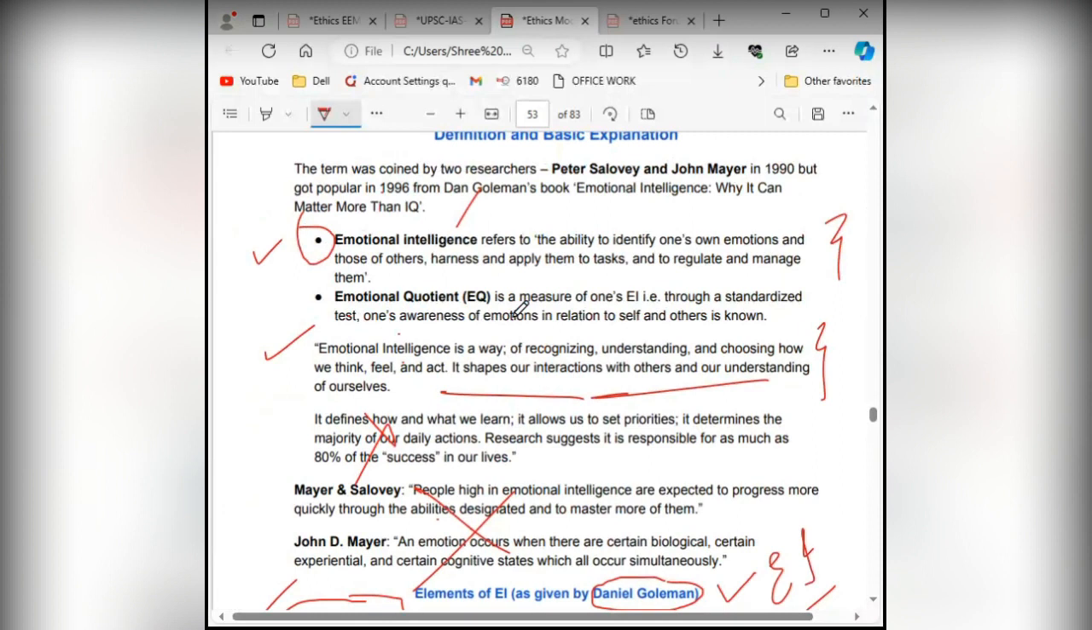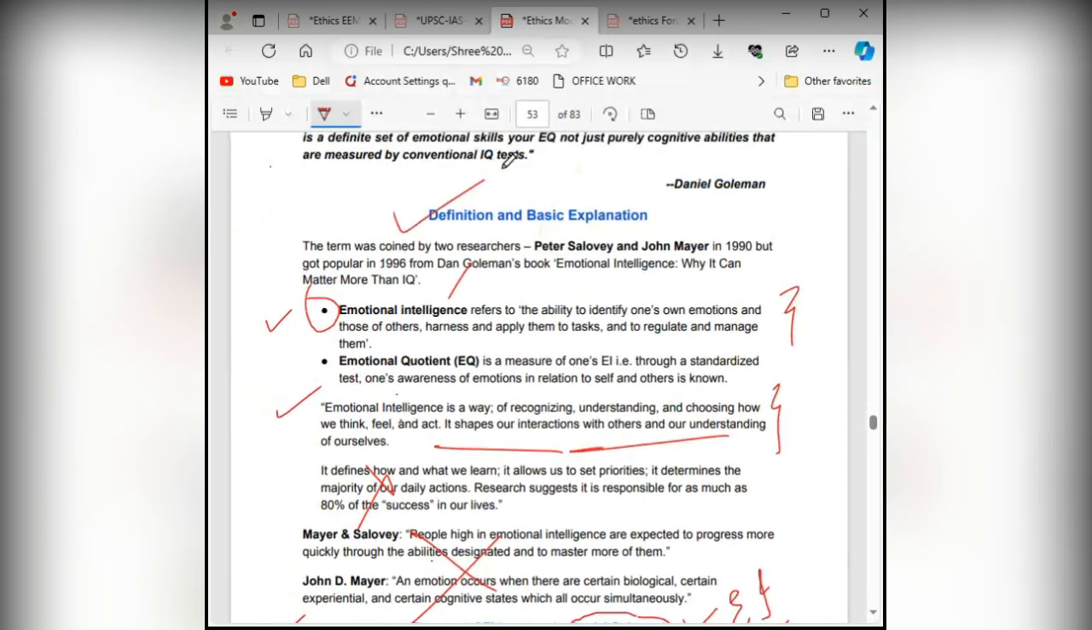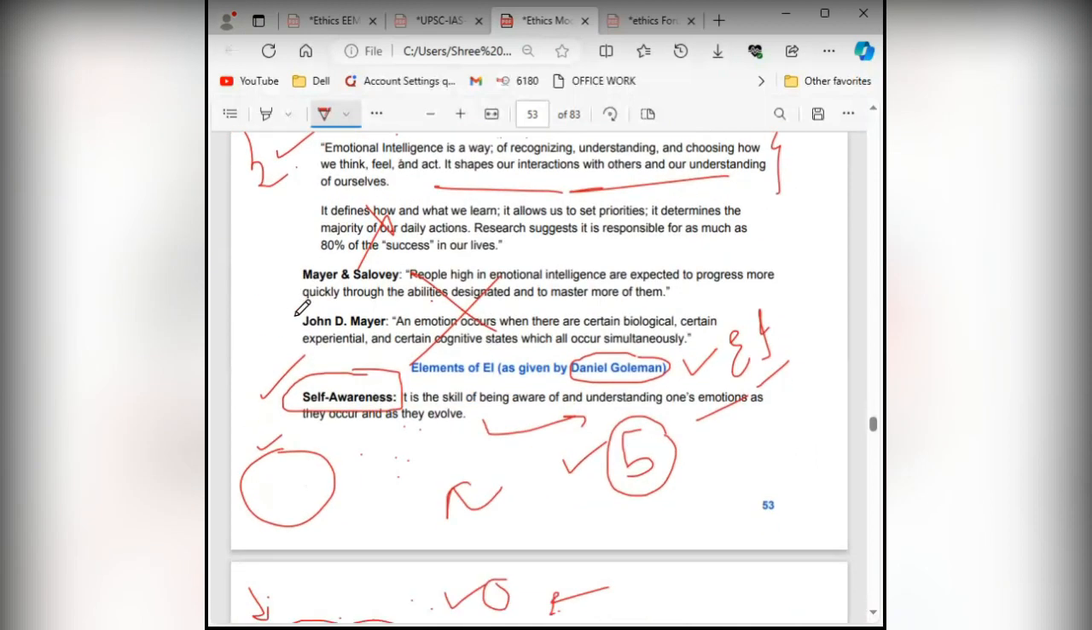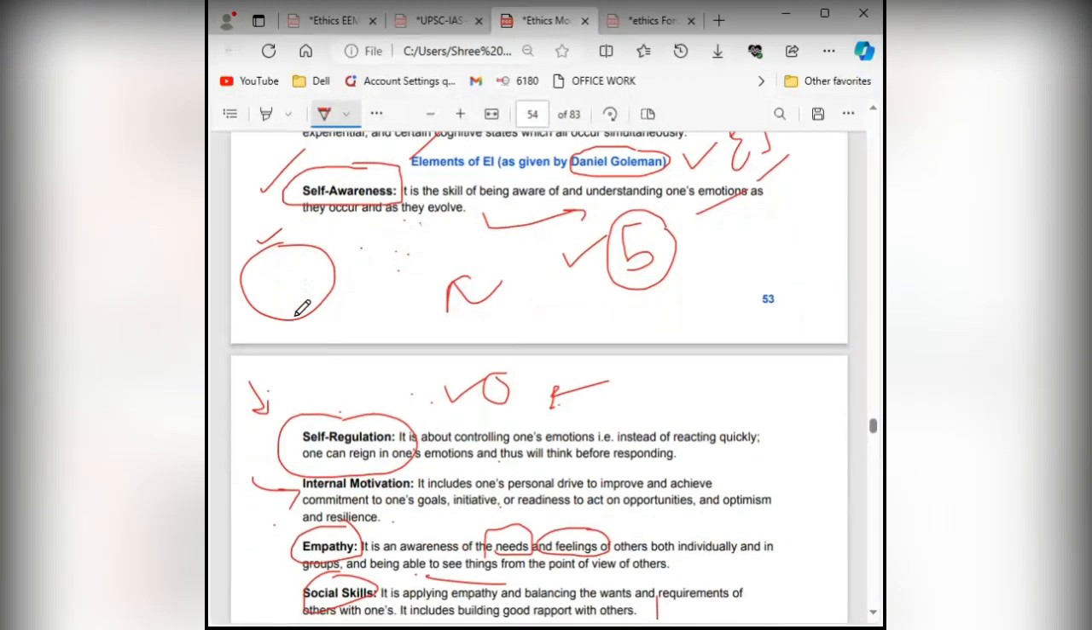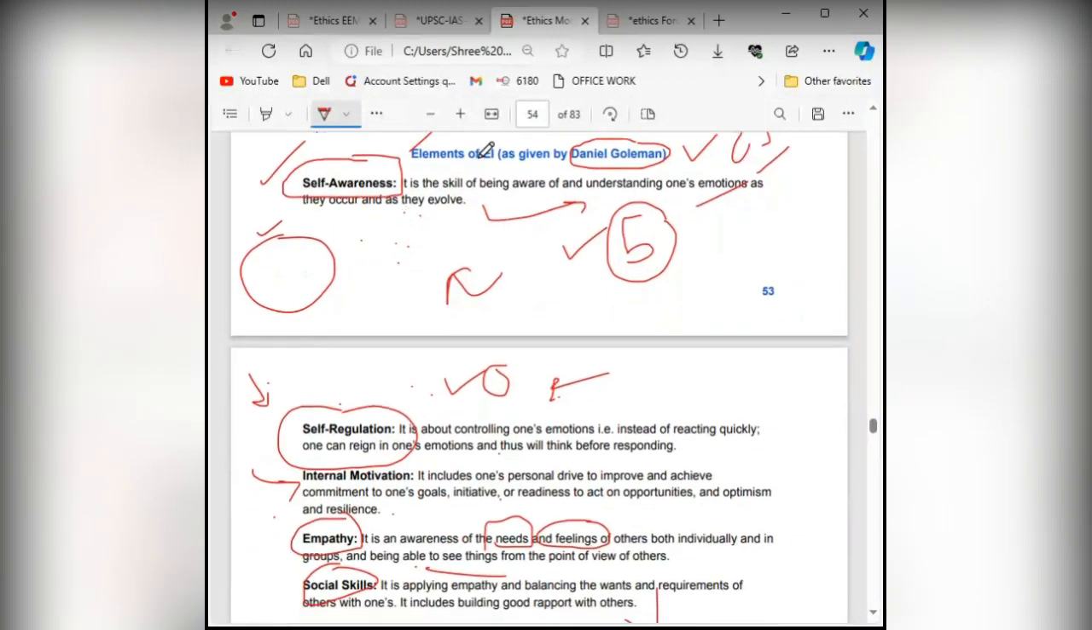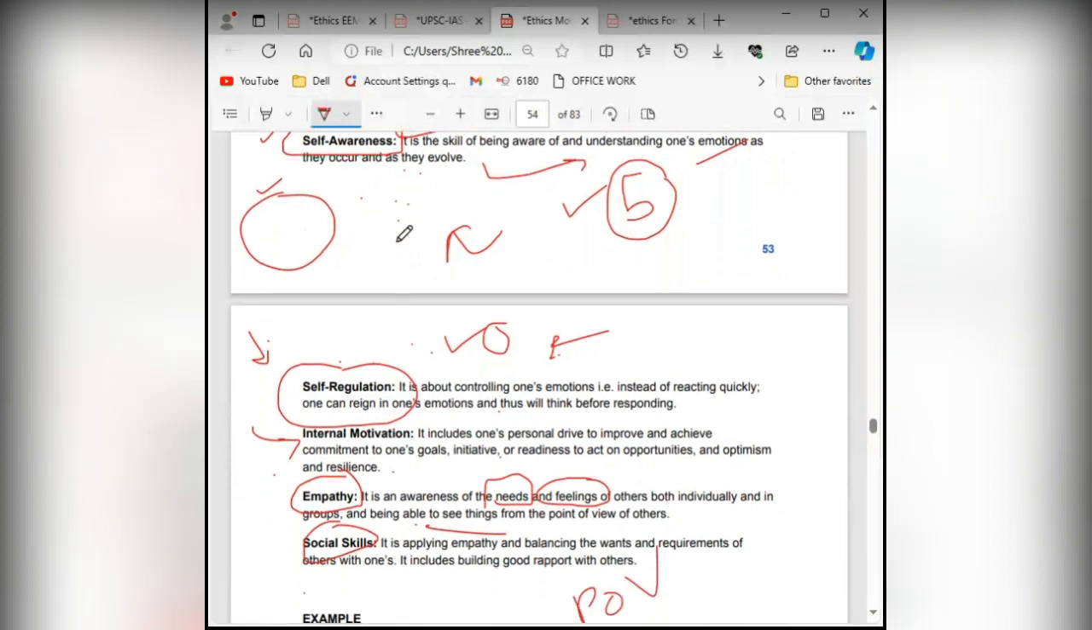So far we have seen what emotional intelligence is and what the definition is. You can just pick one definition, go through it, finalize it, and try to incorporate it in your answers. Then we have seen the elements. So what are the elements? We have the 5 elements over here.